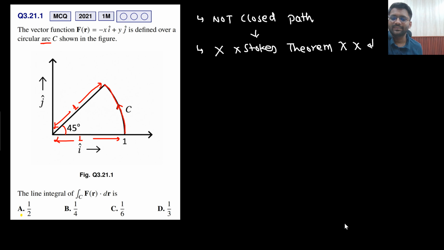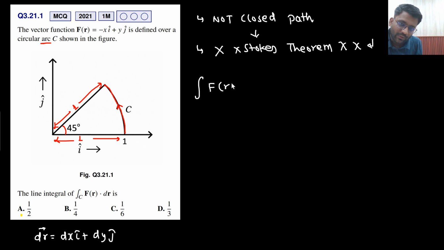Yeah. So what we were saying, F(r) dot dr, we are supposed to calculate. What will be the dr? dr is nothing but dl length here. So what will be dr? dr will be dx i cap plus dy j cap. This is what we are supposed to calculate. So here Stokes theorem cannot be applied. We will have to solve it now.